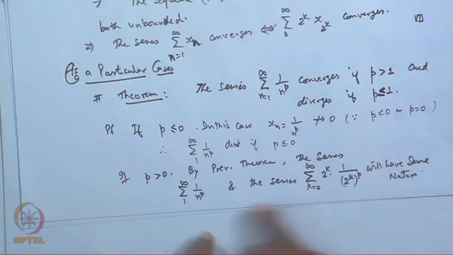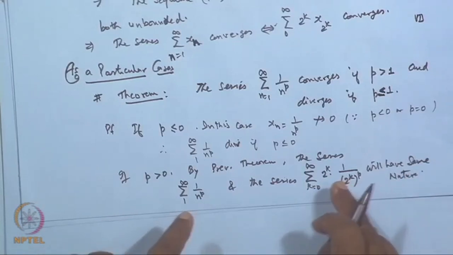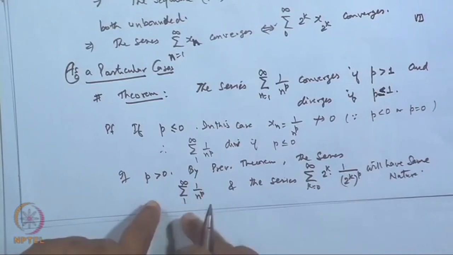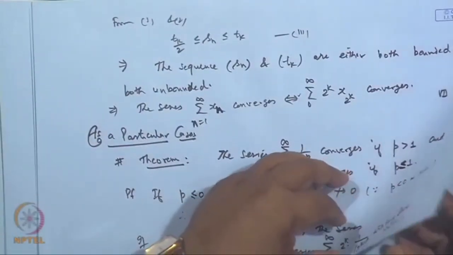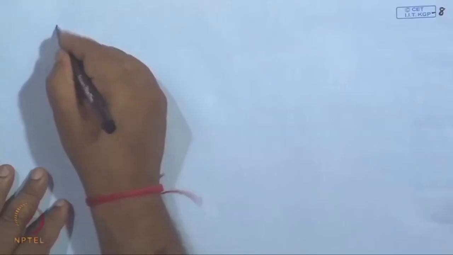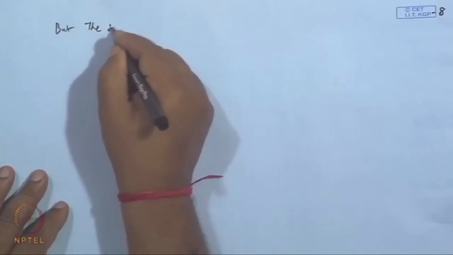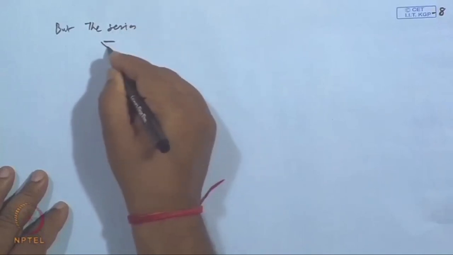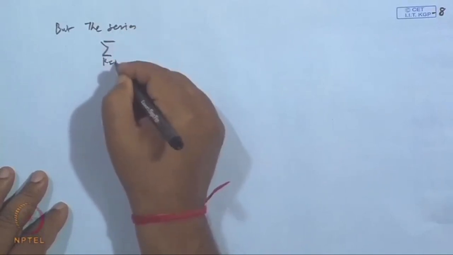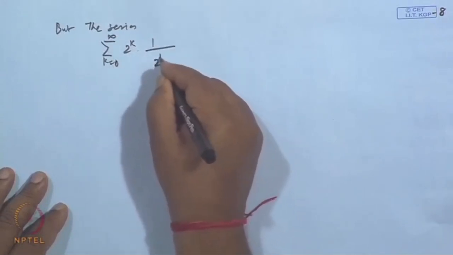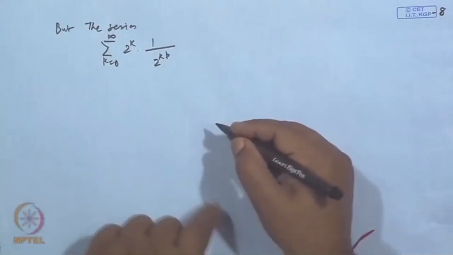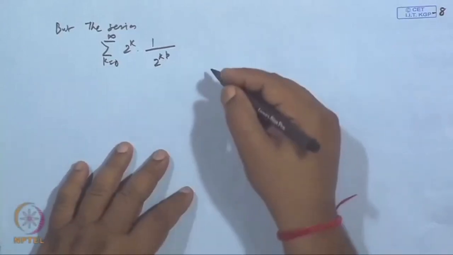If this is convergent, then that has to be convergent, and vice versa. Similarly, the divergent part will have the same nature. But what is this series? Sigma k equal to 0 to infinity, 2 to the power k times 1 by 2 to the power k, to the power p. What is this?